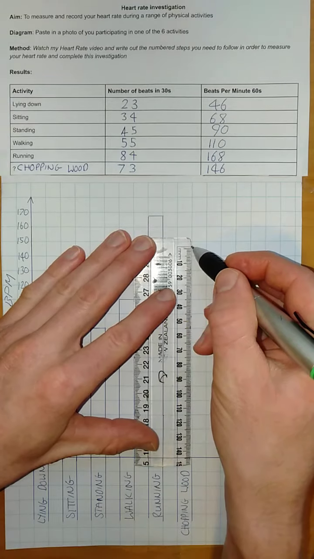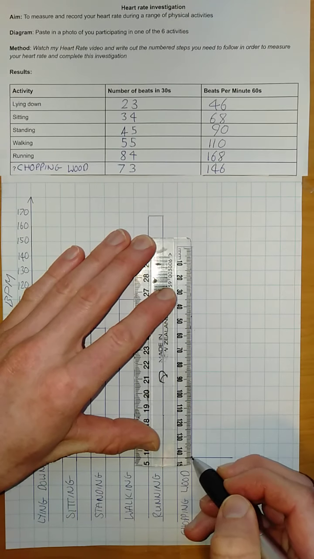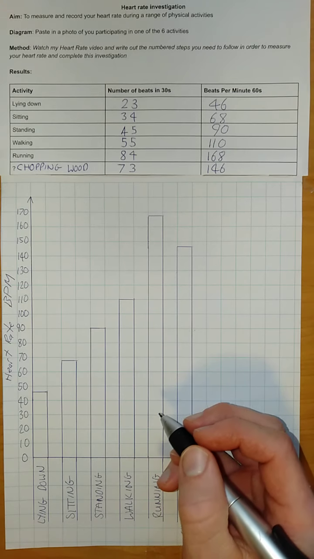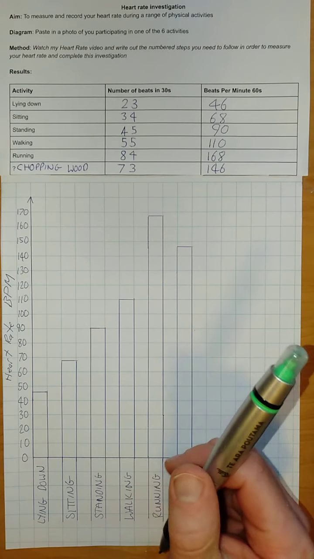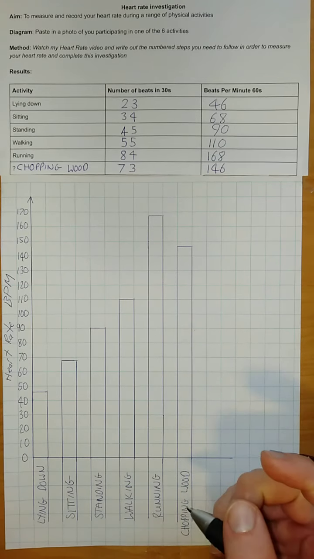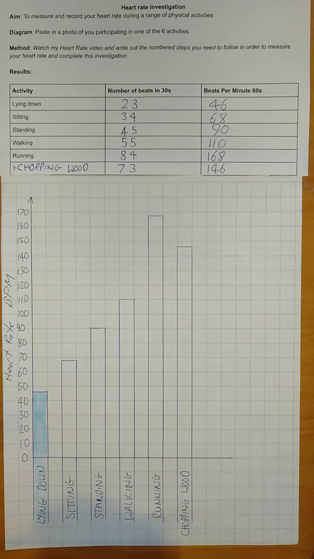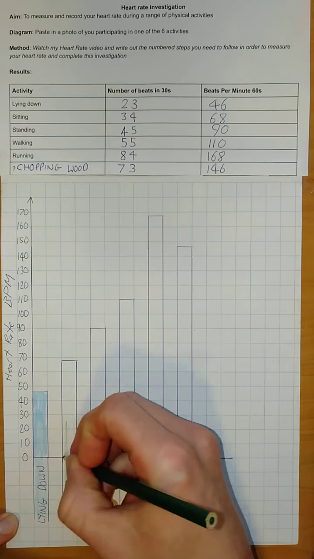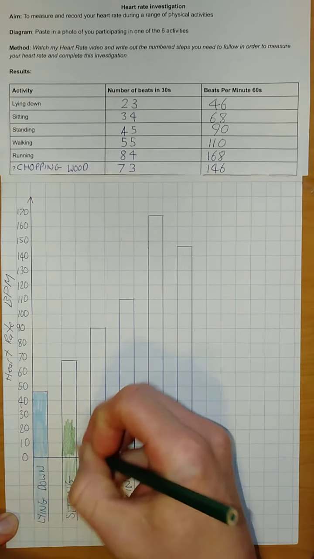I highly recommend that you do your graph on a piece of maths paper this week, and make sure that you got nice parallel bars. Once you've done that, you'll be able to add some colour to your bars. Okay, because they are completely different activities, they deserve to have completely different coloured bars as well.